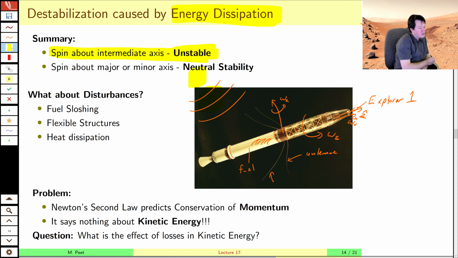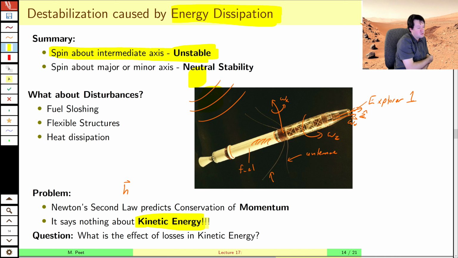So we knew that if you spun something up, the angular momentum vector wouldn't change. Right? The angular momentum vector H is fixed. However, what it didn't take into account was that kinetic energy, or energy in general, is not fixed. Kinetic energy is what we'll focus on. So kinetic energy, typically in these cases, is dissipated. It turns into heat energy or some other form of energy and goes off into space.